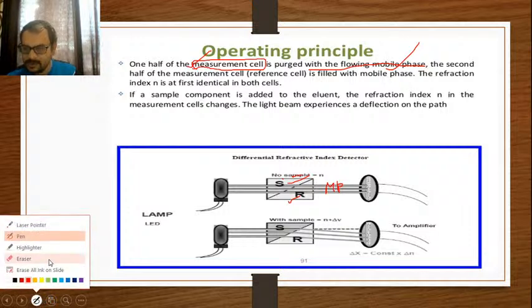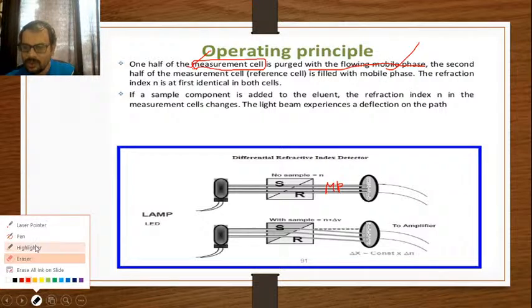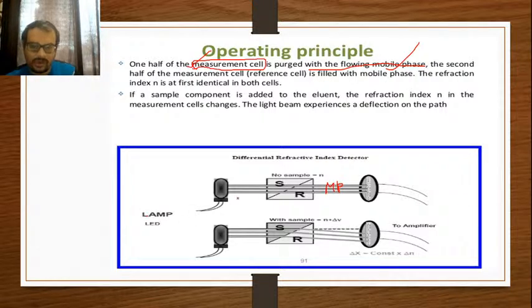let me erase it. When there is no sample and only your mobile phase is running through the flow cell, remember, only mobile phase is running through the flow cell, you will get the RI for mobile phase only. There is no deflection at all. Deflection cannot occur because it is only a single component.